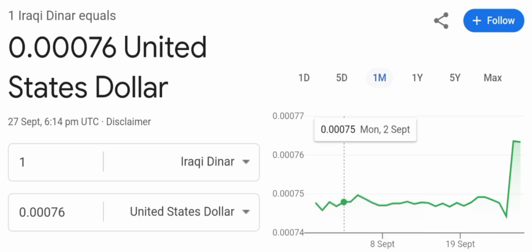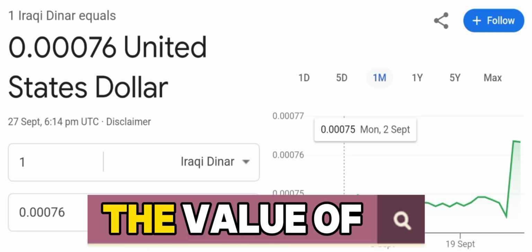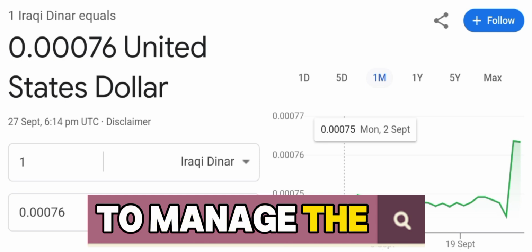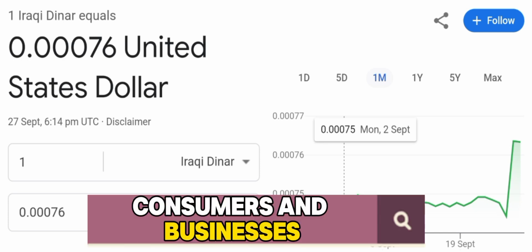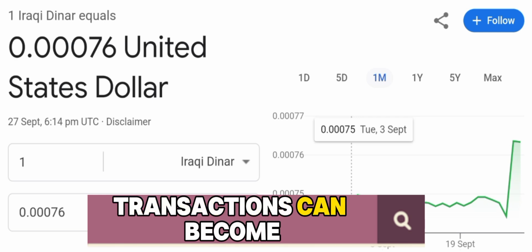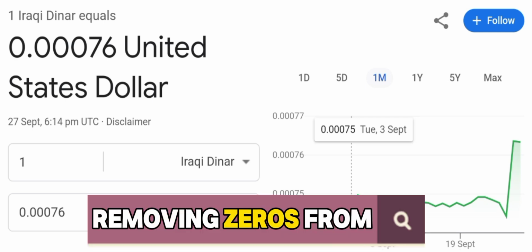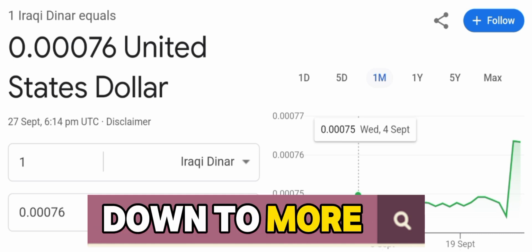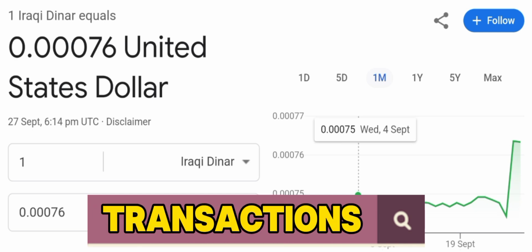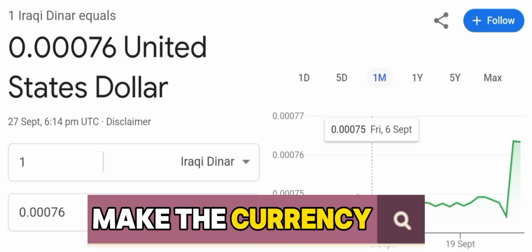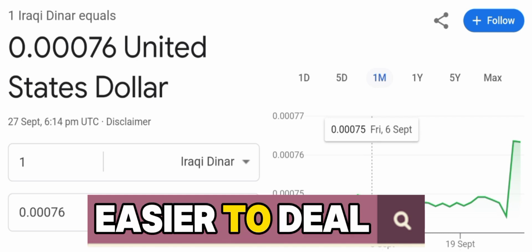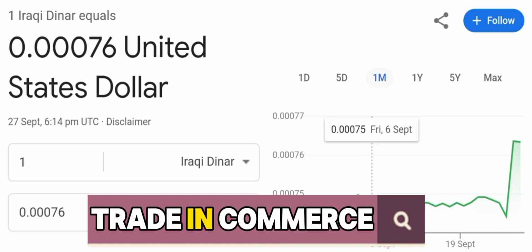accounting process. In countries where inflation has ballooned the value of goods into the thousands or even millions of units, it becomes difficult to manage the currency. Consumers and businesses alike may struggle with calculating large sums of money, and even simple transactions can become overwhelming. Removing zeros from the currency brings these numbers down to more manageable figures, which can reduce the complexity of daily financial transactions. Additionally, it can make the currency more presentable on the international stage, as foreign investors may find it easier to deal with smaller figures when engaging in trade and commerce.